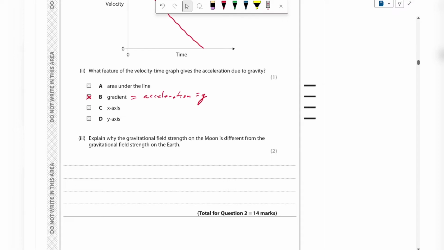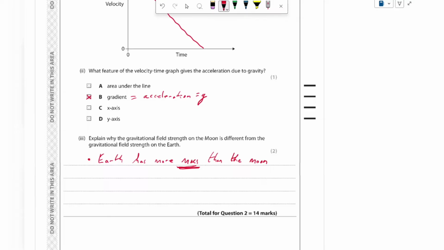Why is the gravitational field strength different on the moon to the Earth? Don't use the word size, okay? Use the word mass. So the Earth has more mass than the moon. Okay, that keyword is mass.